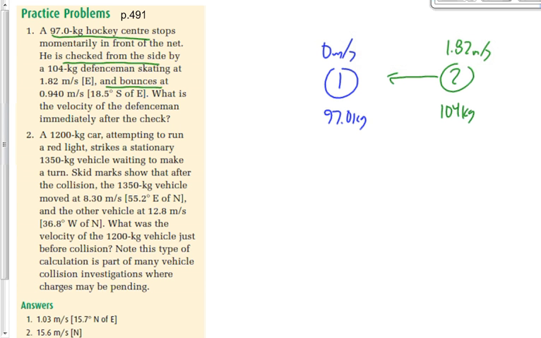Okay. The guy that's at rest is checked from the side and bounces off at that angle and at that speed. So we're going to say that guy number one is going down here at 0.940 meters per second at an angle of 18.5 degrees. Now, where do you think guy number two is going to go? The heavier guy, the defenseman that's checking him here, Andy?